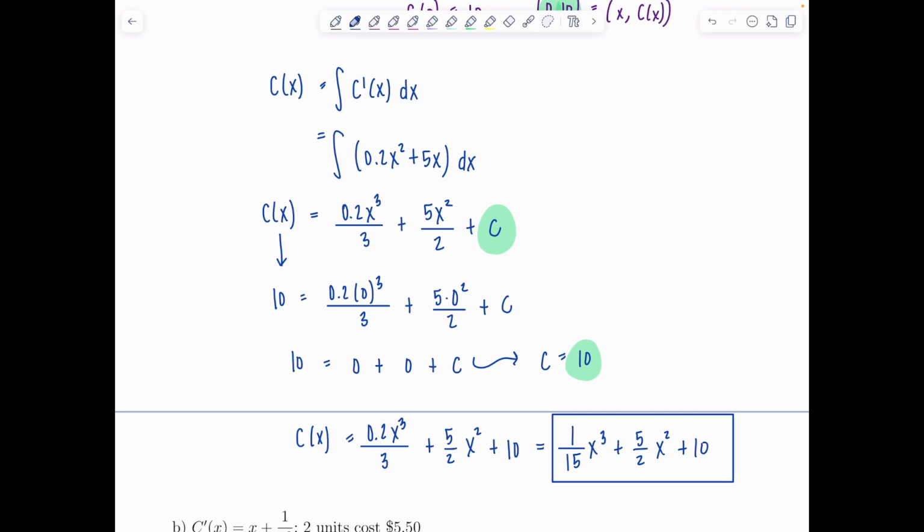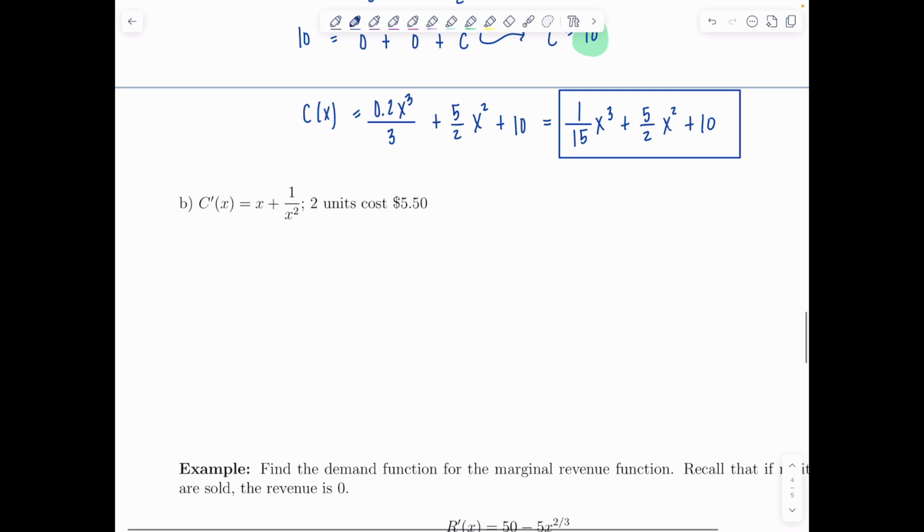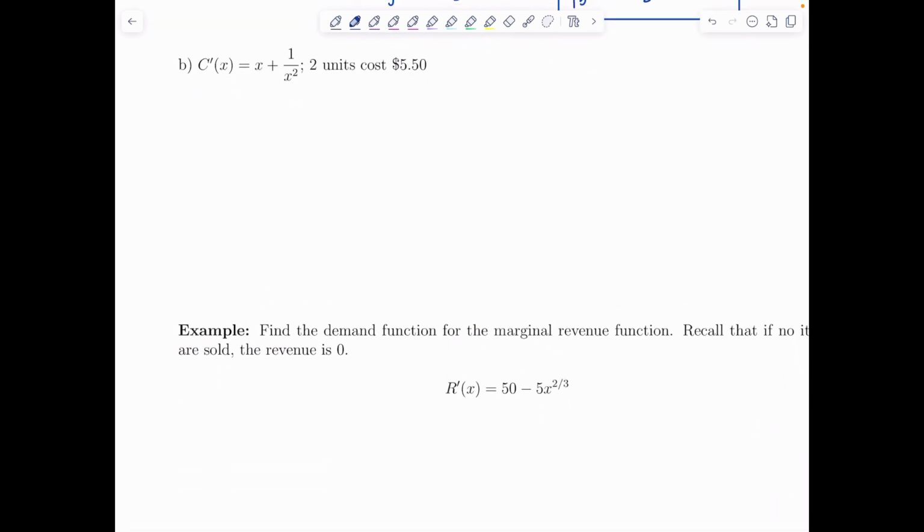Okay, good. I have 2 more little relaxing examples for you. These are not so bad, huh? So now they're telling me marginal cost function c prime of x is x plus 1 over x squared, and this time 2 units cost $5.50. So that means the cost of making 2 units, if x is 2, is $5.50. So you have (2, 5.5) as (x, c of x). But that's still going to help us find c. It's just going to be a little more work. It won't be as fun as plugging in 0, sadly.